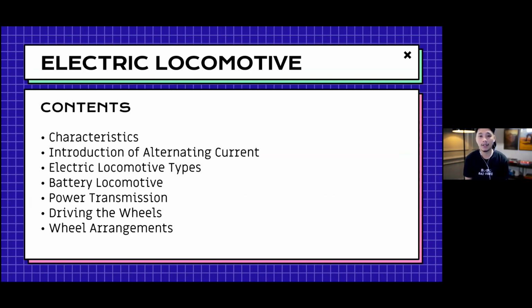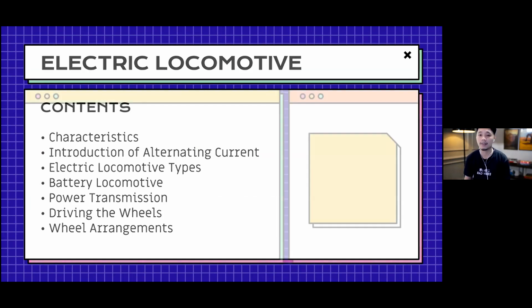So the contents of our report are the characteristics of electric locomotive, the introduction of alternating current, electric locomotive type, battery locomotive, power transmission, driving the wheels, and wheel arrangement. So basically, we will be focusing on the working function of an electric locomotive. Next.